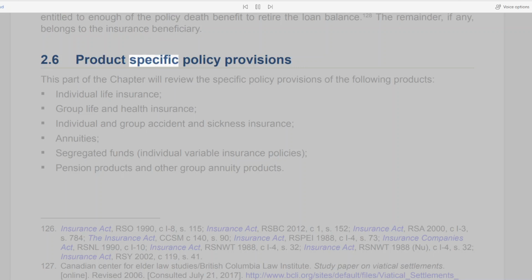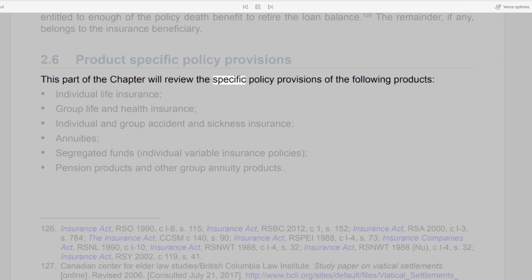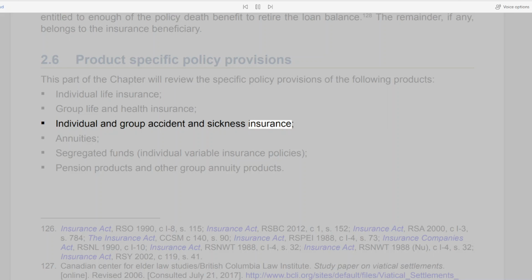2.6 Product-specific policy provisions. This part of the chapter will review the specific policy provisions of the following products. Individual life insurance. Group life and health insurance. Individual and group accident and sickness insurance. Annuities. Segregated funds, individual variable insurance policies. Pension products and other group annuity products.